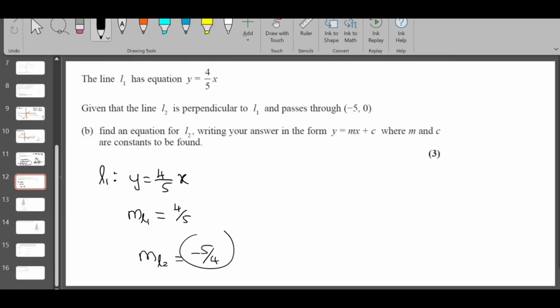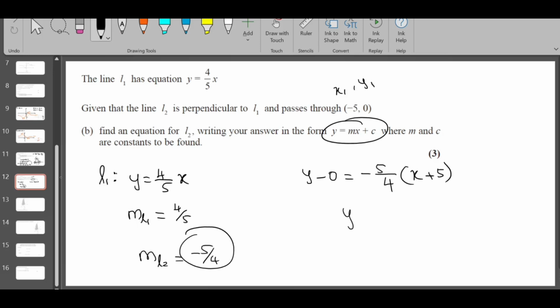So we have the slope of L2, and L2 passes through this point. Take the point as (x1, y1). So you can write the equation as y minus y1 is slope times x minus of minus 5. They want the equation in this format. So y is minus 5 over 4 x minus 25 over 4.